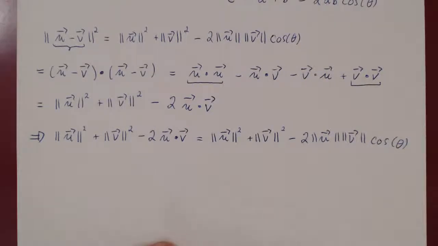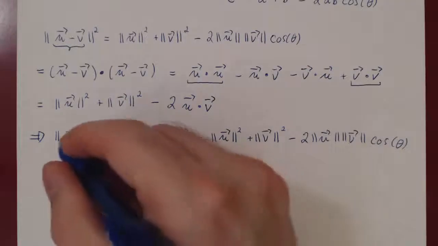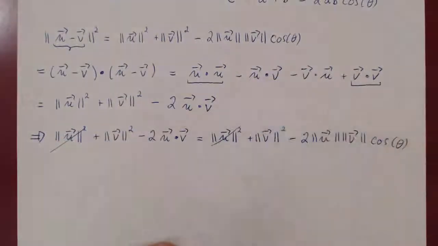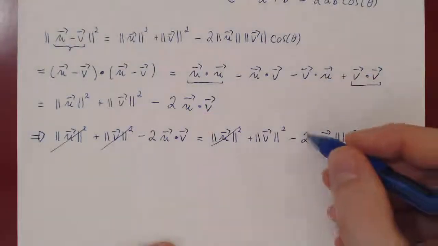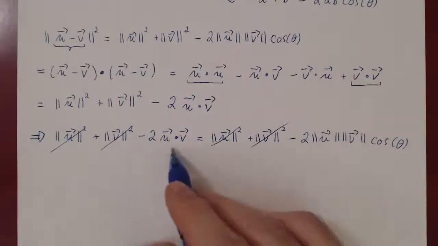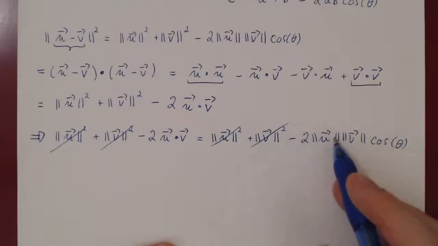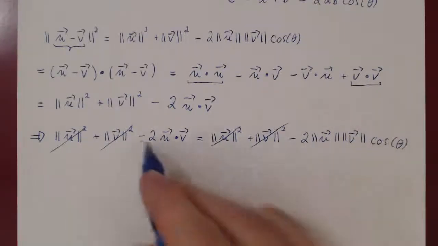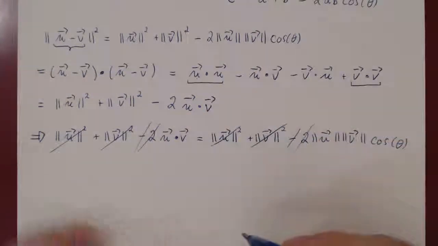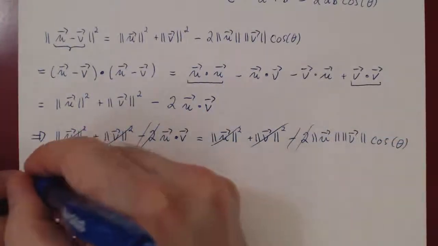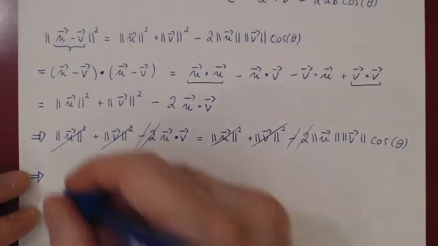And now we can simplify a great deal. Norm of u squared, subtract from both sides, gone. Norm of v squared, subtract from both sides, gone. And we're left with negative 2 times u dot v equals negative 2 times norm of u, norm of v, cos of theta. Divide across by negative 2, it is gone. And what we're left with is remarkably simple, but also quite interesting.